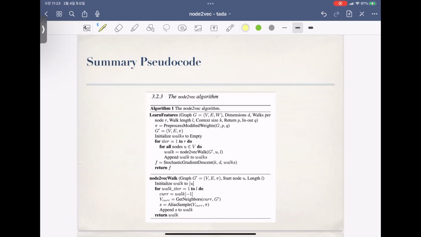So the summary pseudocode is like this. Basically, it uses random walks, called the Node2vec walk, in order to collect the samples. And there's a pre-processing step. And finally, stochastic gradient descent is used to find the feature space characteristics.